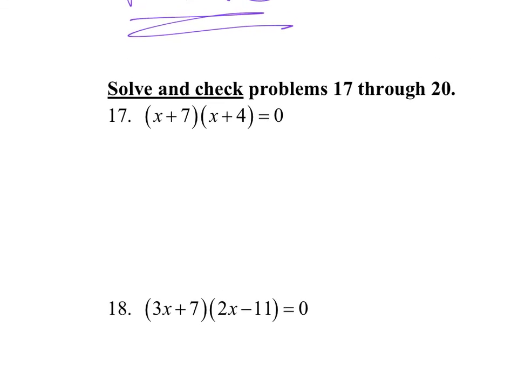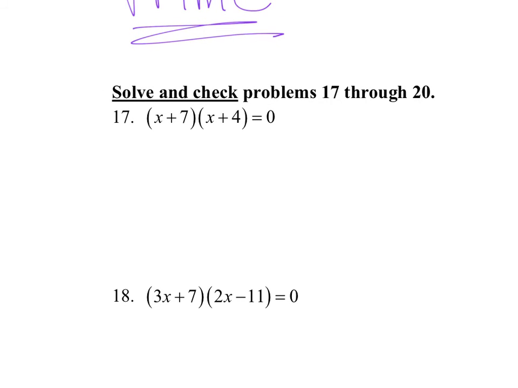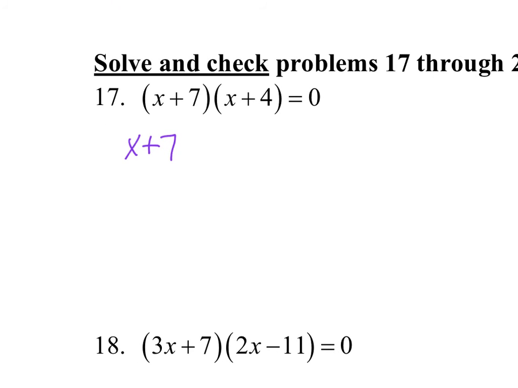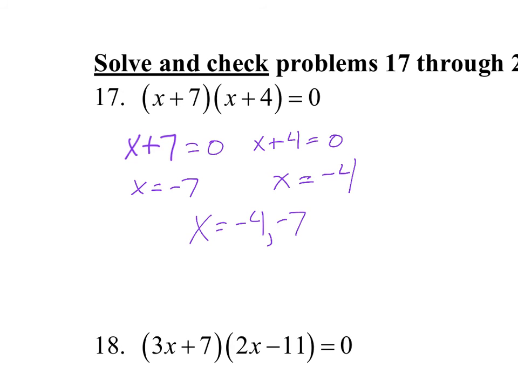All right, so let's look at these. These are solve and checks. Well, look, this one's already factored for you, so that's really nice. So I have x plus 7 equals 0, and I have x plus 4 equals 0. Sorry, I didn't mean to put the parentheses around it. Subtract 7 from both sides. Subtract 4 from both sides. So I have x equals negative 4 or negative 7.